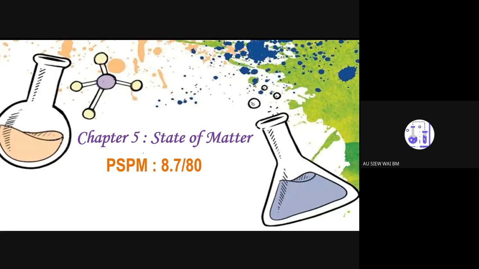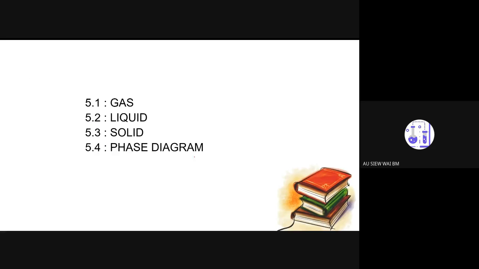So for the PSPM, this chapter has 8.7 marks over 80. So this chapter is quite important; if rounded off to 10%, that means around 8 marks in this chapter. This chapter has 4 subtopics: 5.1 gases, then liquid, solid, and phase diagram. And this chapter has a lot of calculation, right?